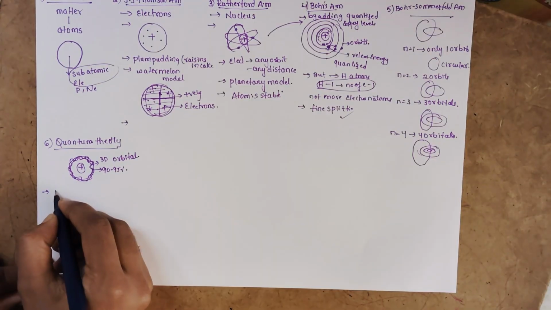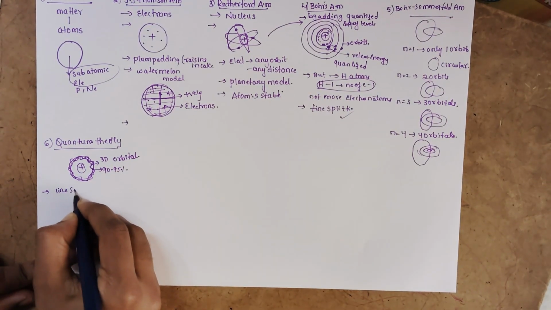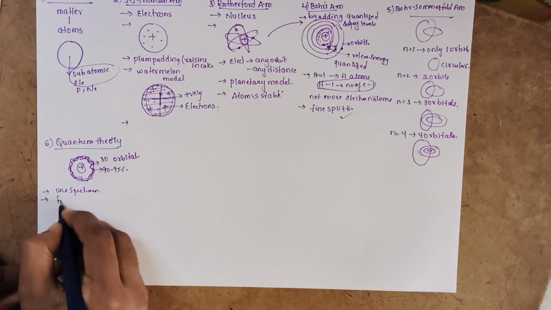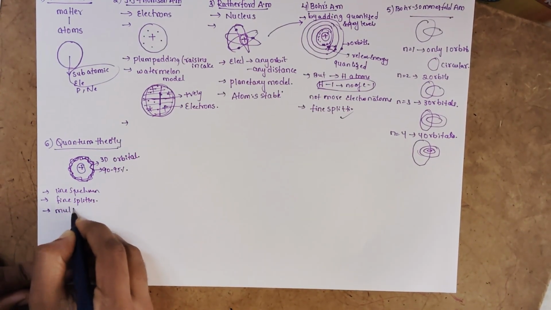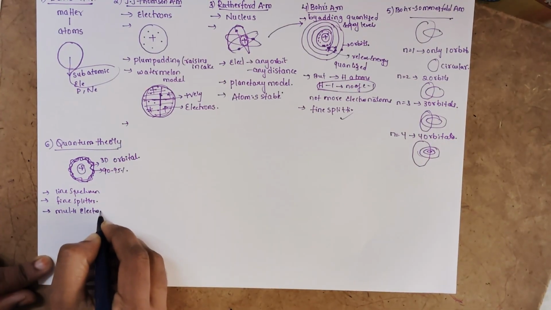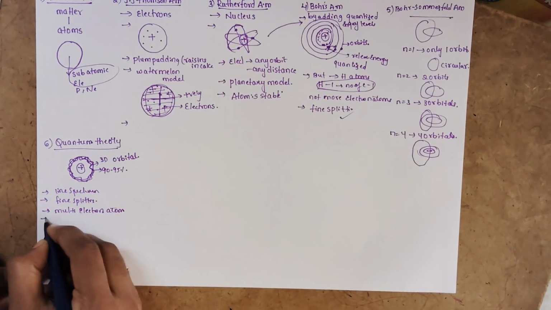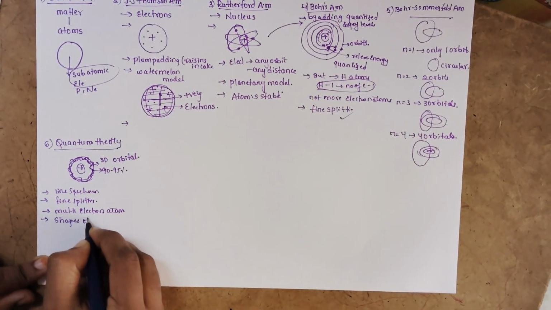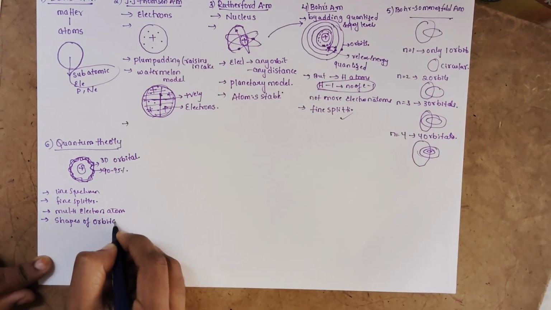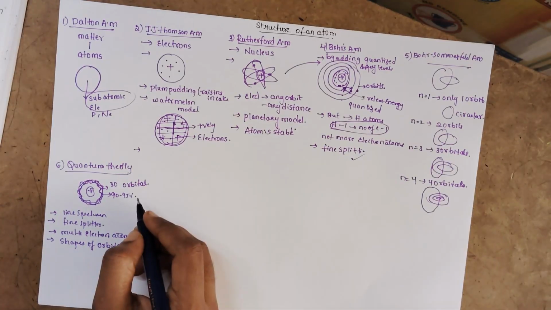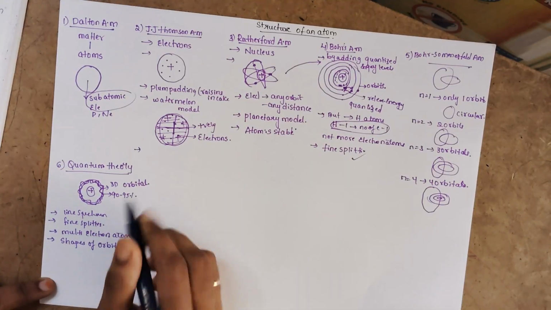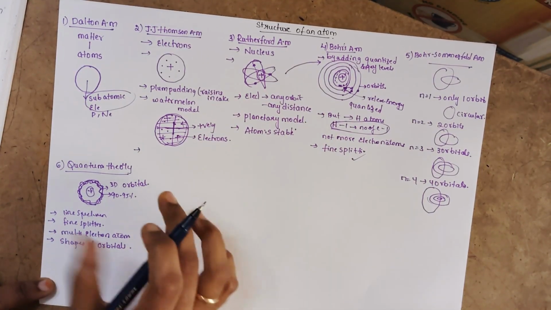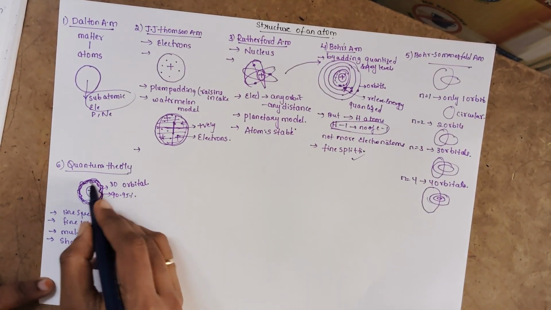This quantum theory explains the line spectrum, fine splitting, multi-electron atoms, and it also gives the shapes of orbitals. This theory was developed by Planck. Here it explains everything about the electron. Does this atom have a definite boundary? No, it does not have a clear boundary here. This is just a cloud-like region.